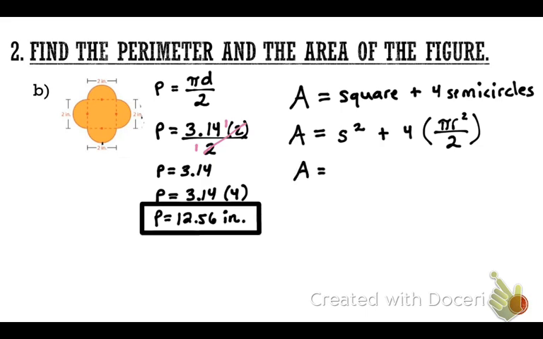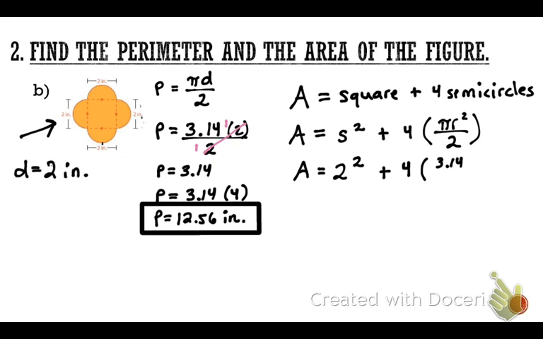Joseph, what is the length of the side in my square? 2 inches. 2 inches is correct. And it tells me s squared, so I've got to do 2 squared. Plus, we have 4 semicircles times, Olivia, what's my pi? 3.14. Now, remember over here, guys, that we said the diameter equals 2 inches.